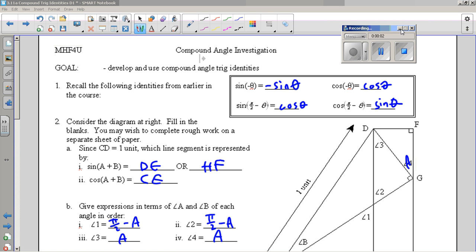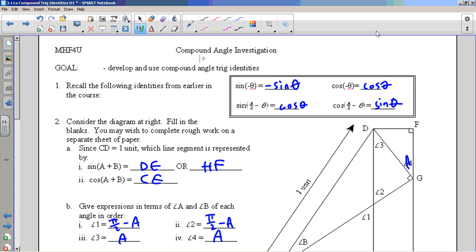All right, welcome back for part two. Hopefully you got through the investigation okay. And please, please don't just copy this out. Try it yourself. Remember what I said about developing the formulas yourself, right? You make the connections, you're more likely to remember the formulas. And really, that's our whole goal of the last couple of days, to develop these new formulas.